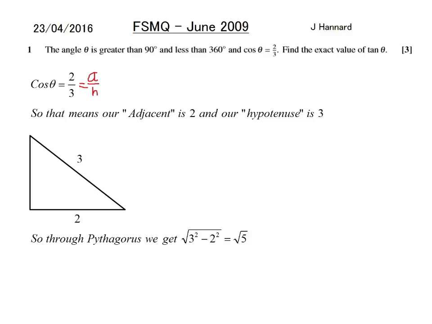So through Pythagoras now, we obviously get the root of 3 squared minus 2 squared, and that equals root 5. Right then, a tan theta is an opposite over adjacent, so the exact value must be root 5 over 2. Now that is an exact value. We don't need any calculator values in this question. Most students would just write the full calculator display, but the exact value is root 5 over 2.